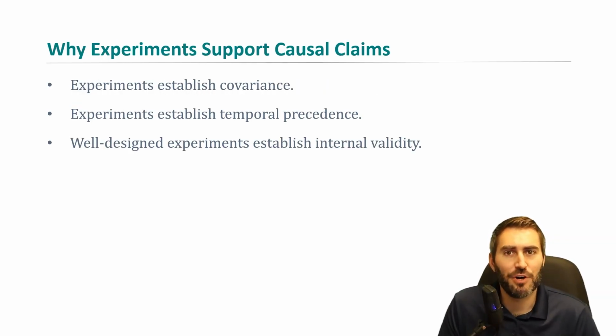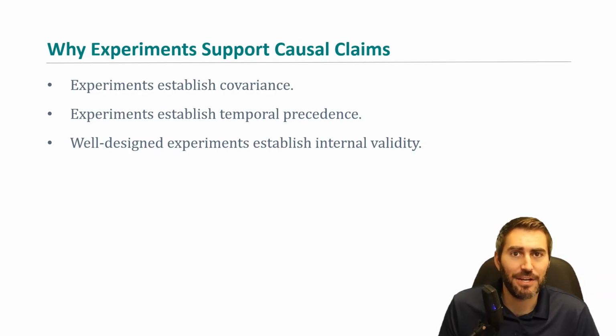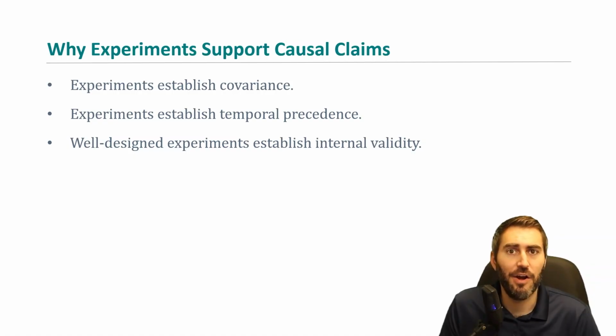So why do we care so much about setting things up this way? Because experiments are uniquely qualified to support causal claims. If you want to say variable A causes variable B, you have to meet 3 specific criteria, which we've talked about earlier this semester. You have to establish covariance, you have to establish temporal precedence, and well-designed experiments must establish internal validity. Let's look at how experiments build all 3 of these into their methodology.